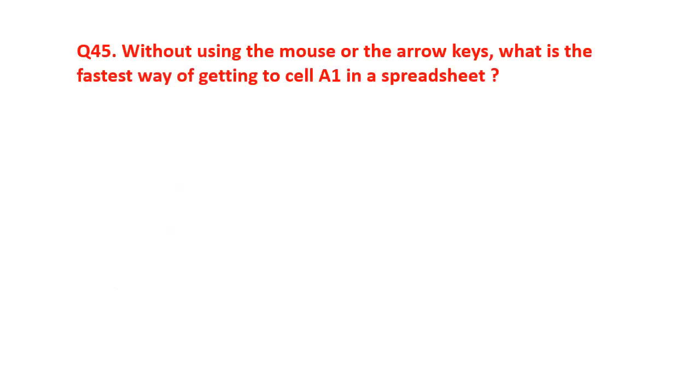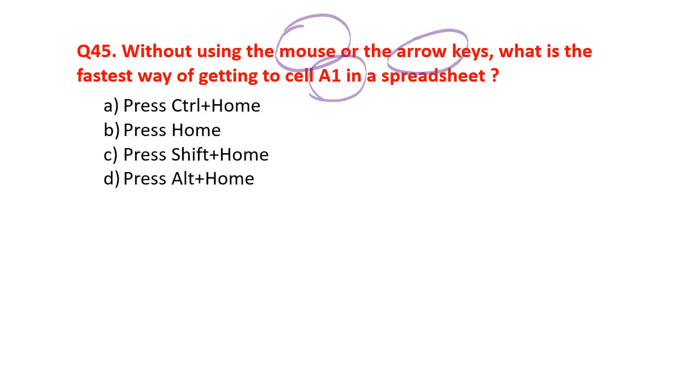Question number 45. Without using the mouse or the arrow keys, what is the fastest way of getting to the cell A1 in the spreadsheet? By using the mouse or arrow key, we can go to the A1 cell directly. But it is asked what is the fastest way? That means it is asked which is the shortcut key to go to the A1 cell. So the right answer is by pressing Ctrl plus Home key. Now go to the next question.